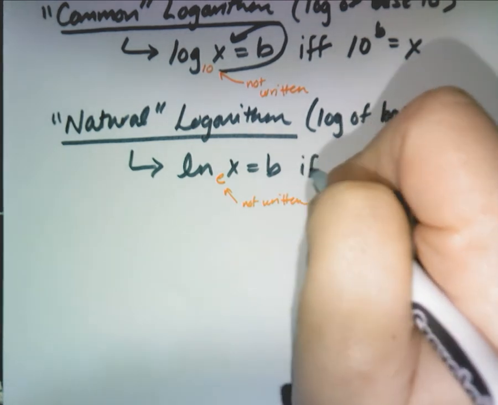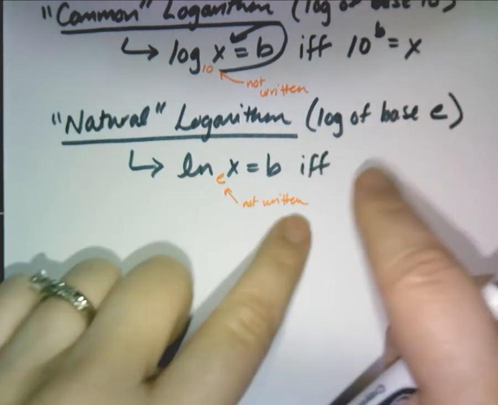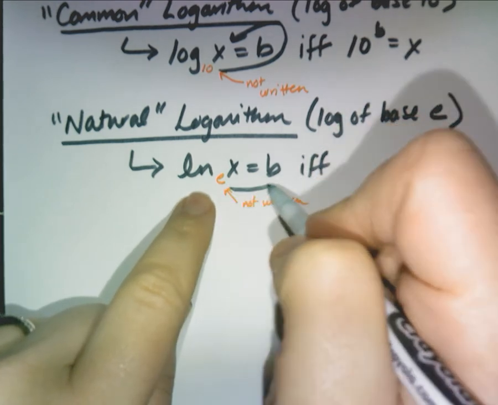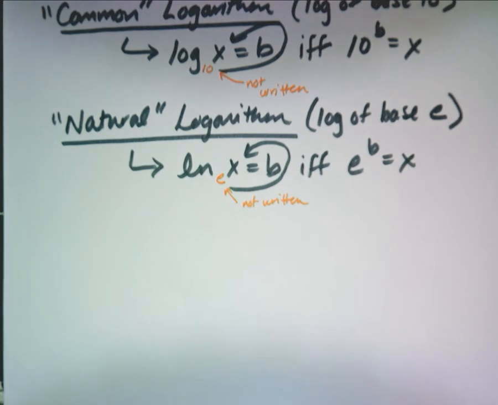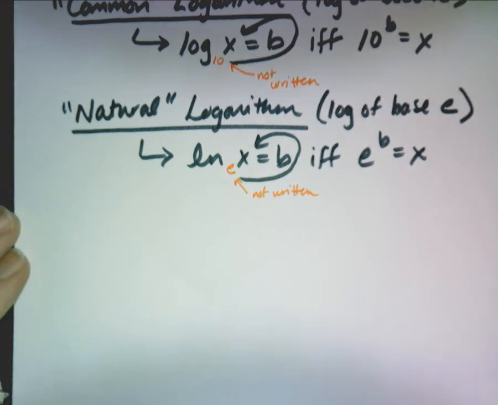So let's see if we can write this exponentially then. So how would I write it exponentially? What would I do? e to the power b equals x. Okay. Logs are just exponents. Exponents can be written as logs. That's all they are. If you can just get that in your head, that's really what they are. Logs and exponents. All right.